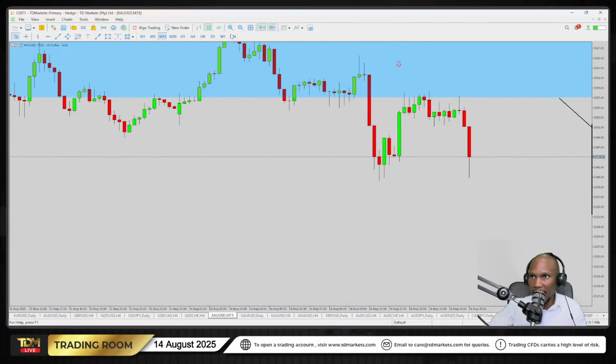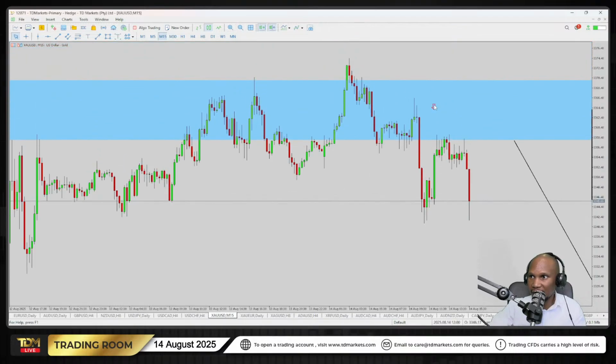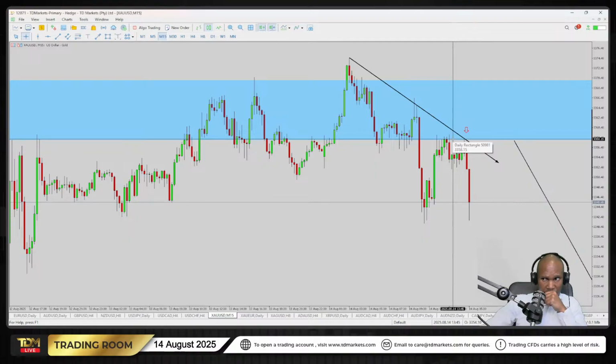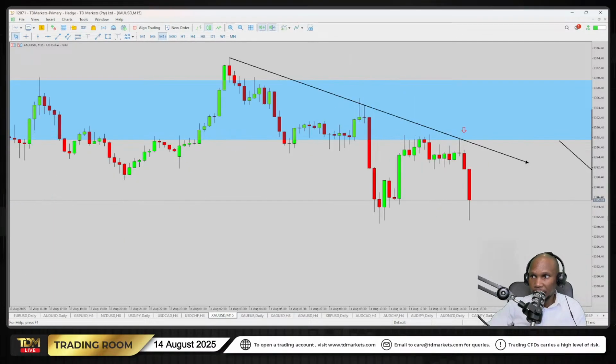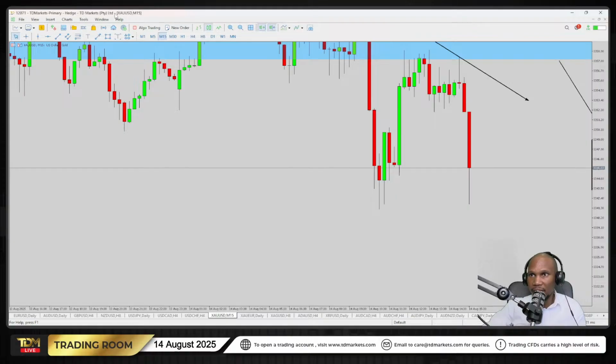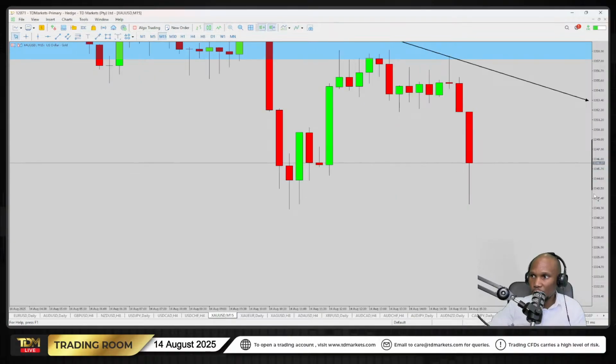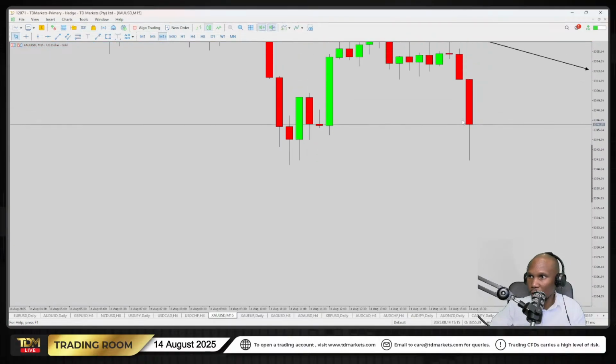But on the M15 time frame, the structure is now bearish. This is the structure we are working with now. You see how it's bearish. Price bounced on the trend line. So now we're anticipating price to go down. So maybe let's cook this one quickly. All right, let's cook gold quickly.